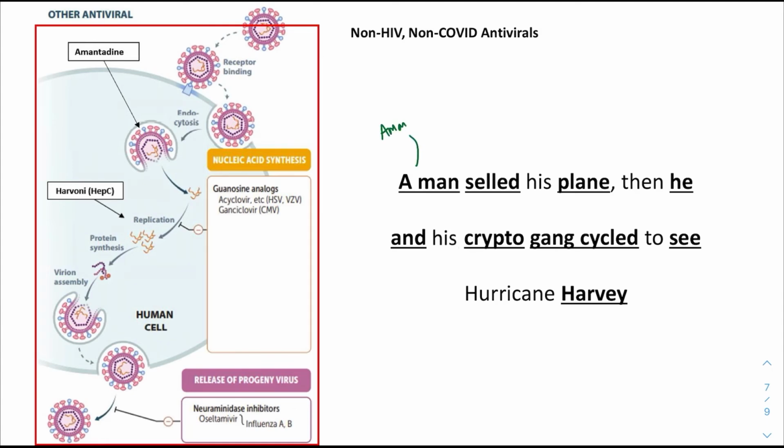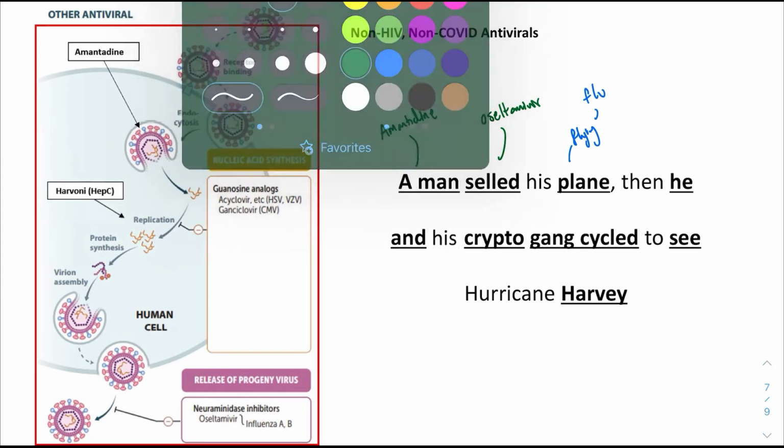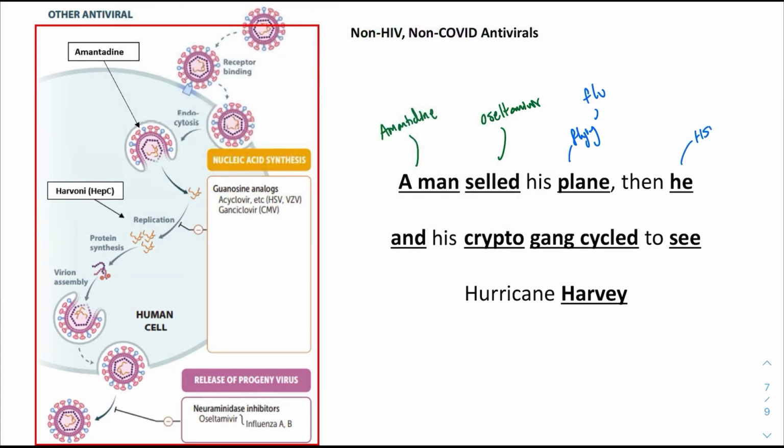Okay, so "a man," of course, is for amantadine. "Sailed" is for oseltamivir. "Plane" makes me think of flying, as in the flu, so it treats flu. "He" here stands for herpes simplex virus. The "and" is for acyclovir. "Crypto" stands for CMV, which is cytomegalovirus. And "gang cycled" is for ganciclovir. "C" here is for hep C. And lastly, "Harvey" here is for Harvoni.